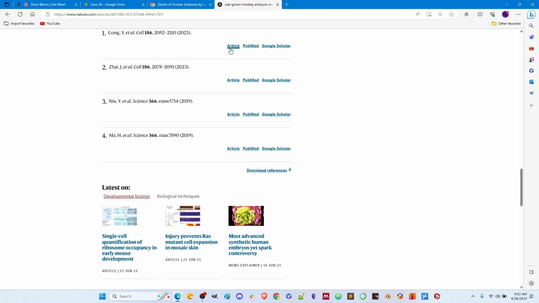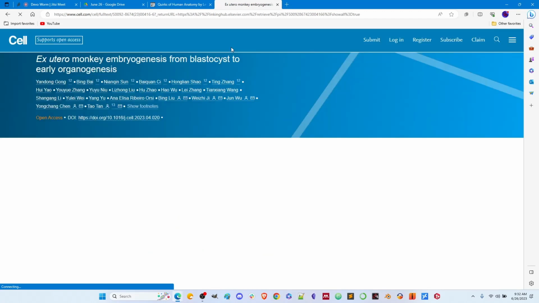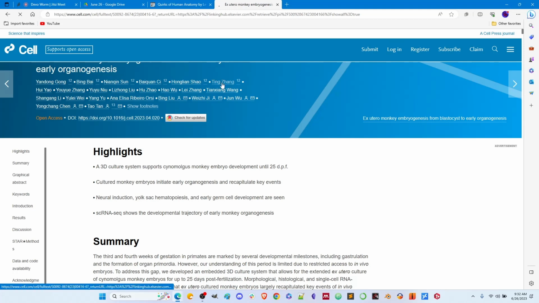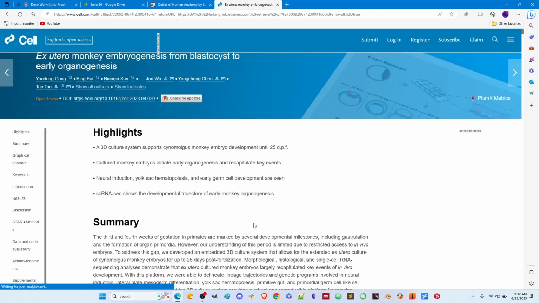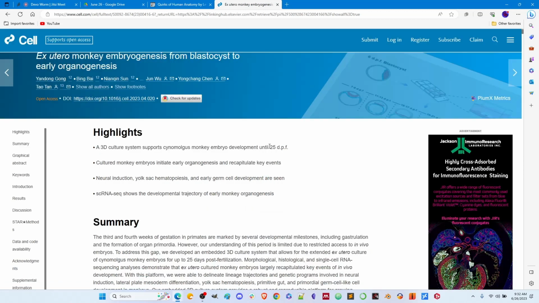So the Gong paper, if we look at that, is ex utero monkey embryogenesis from blastocyst to early organogenesis. This is by a Chinese group. And what they've done here is they have a 3D culture system that supports cynomolgus monkey embryo development until 25 days post-fertilization. Cultured monkey embryos initiate early organogenesis and recapitulate key events.